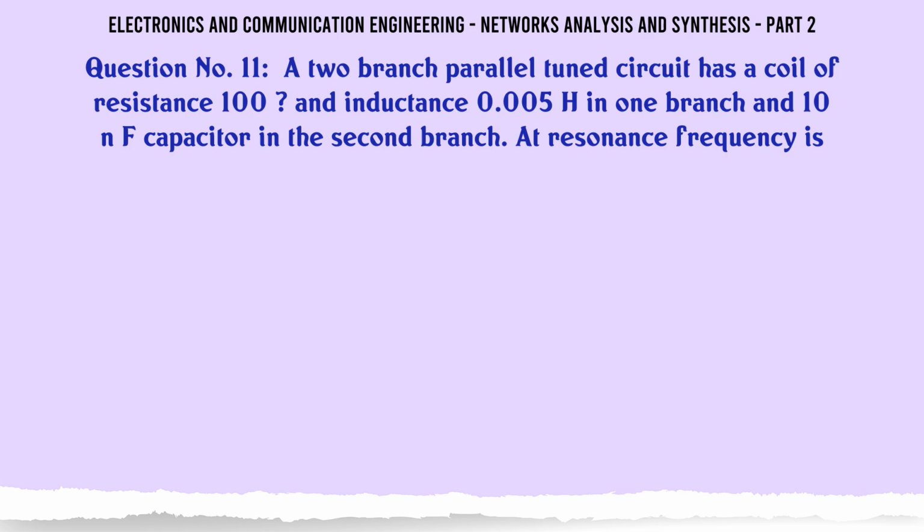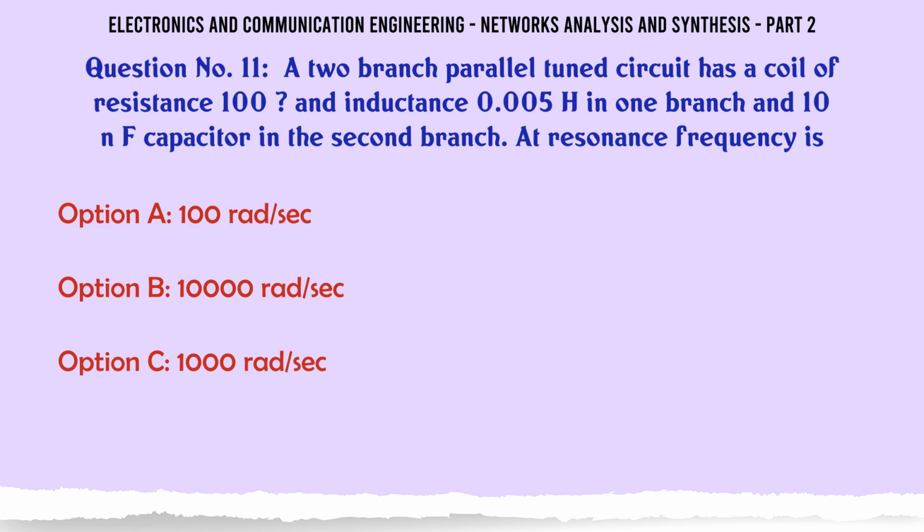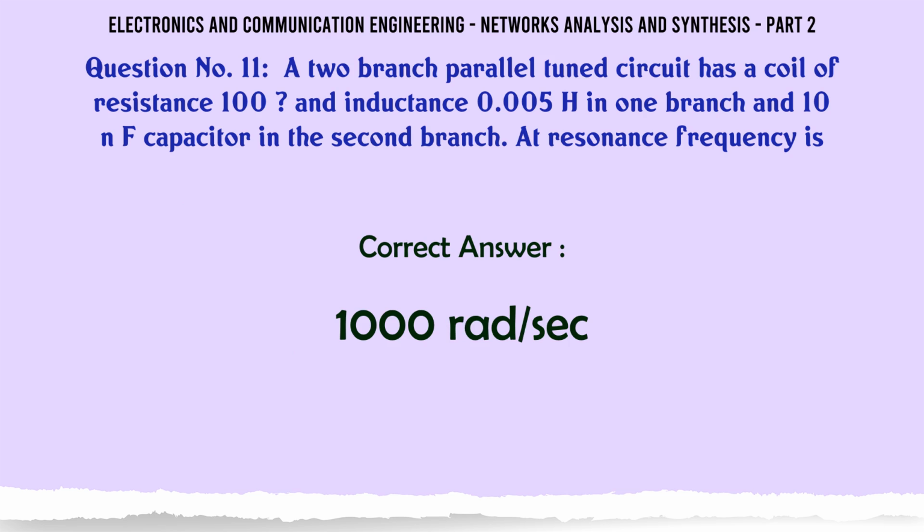A two-branch parallel tuned circuit has a coil of resistance 100 ohms and inductance 0.005 H in one branch and a 10 nF capacitor in the second branch. The resonance frequency is A. 100 rad/sec, B. 10,000 rad/sec, C. 1000 rad/sec, D. more than 10,000 rad/sec. The correct answer is 1000 rad/sec.